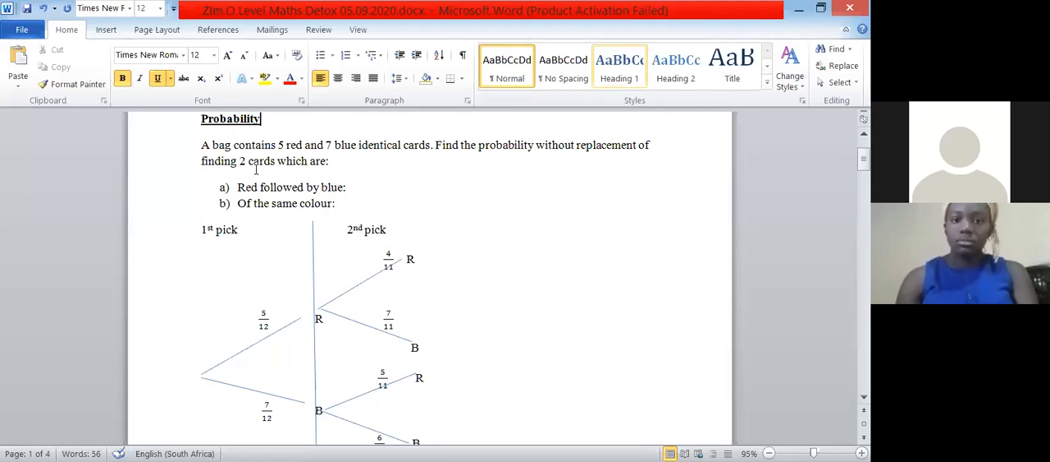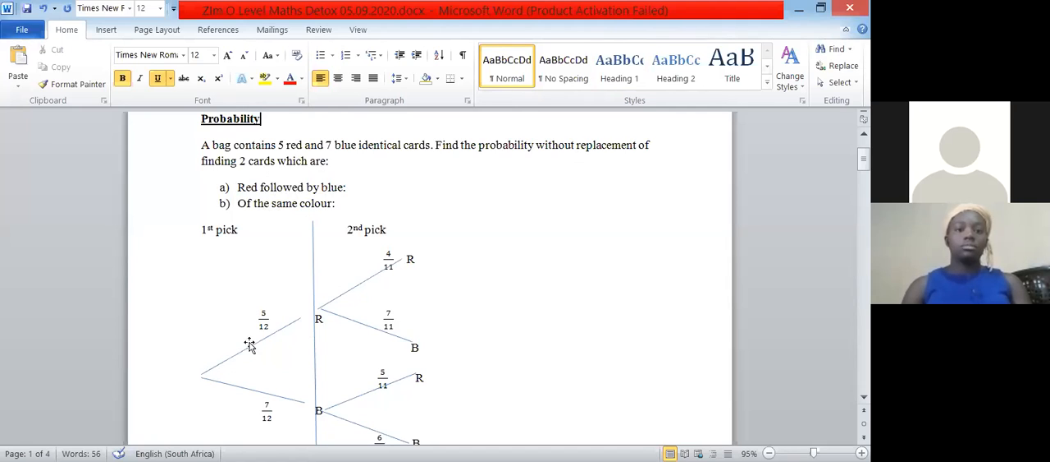So a bag contains 5 red and 7 blue identical cards. Find the probability without replacement of finding 2 cards which are red followed by blue, or of the same color, that is B. So when we are solving this one, we make a tree diagram. The tree diagram has got branches.